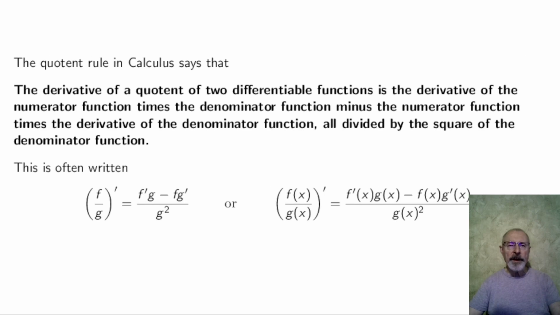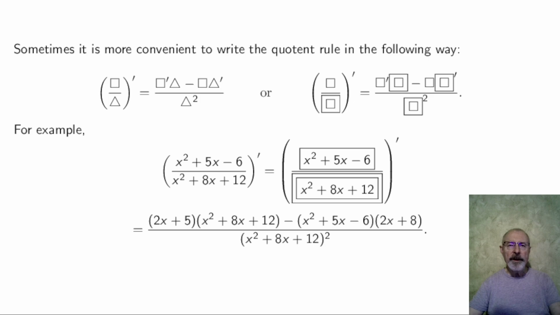The quotient rule in calculus says the derivative of a quotient is the derivative of the numerator times the denominator minus the numerator times the derivative of the denominator, all over the denominator squared. But we can write that more easily as box over triangle prime, that is the derivative of box over the triangle, is the derivative of the numerator times the denominator minus the numerator times the derivative of the denominator, all divided by the denominator squared.